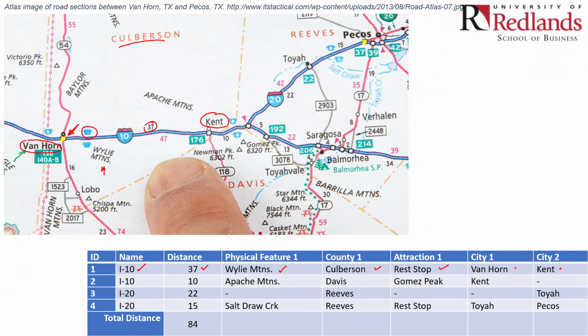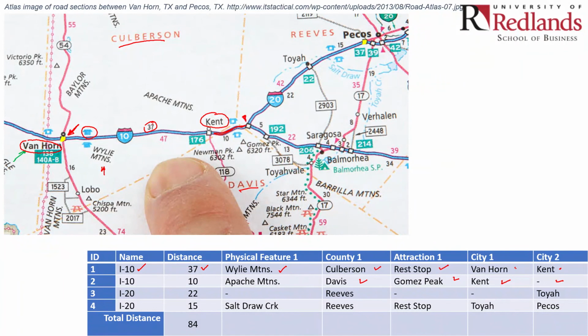And this is line by line how we would do our directions. Once we got to Kent, we would need to look at the next phase, which would be this segment right here. And we want to go from Kent to this junction right here. And so we know that we're going to go from Kent to that junction, and it looks like Gomez Peak is along the way, and Davis is in there. This is the county of Davis. We can see that right here.